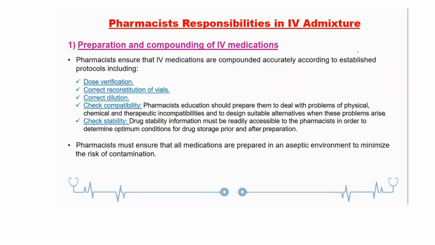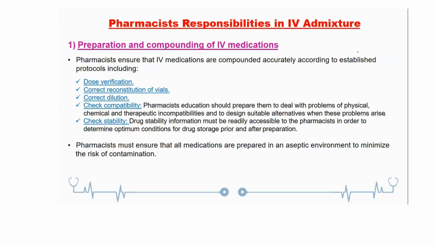The first responsibility of pharmacy is the preparation and compounding of IV medication. Pharmacists must ensure that IV medications are compounded accurately according to established protocols, including dose verification, correct reconstitution of vials, and correct dilution. They must check the compatibility, as pharmacist education should prepare them to deal with problems of physical, chemical, and therapeutic incompatibilities and to design suitable alternatives when these problems arise.